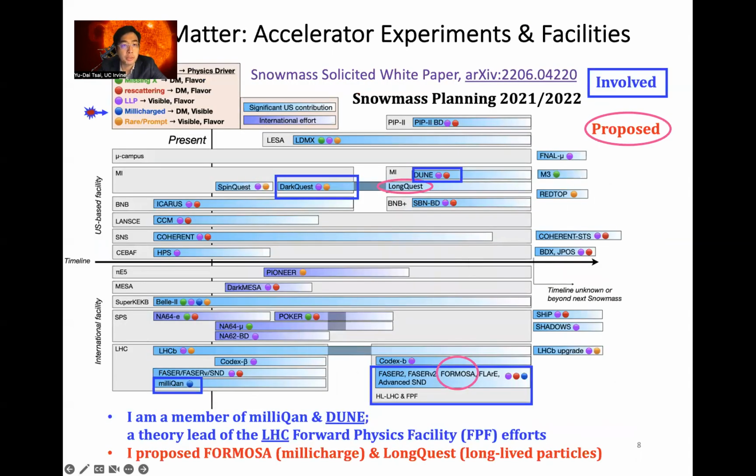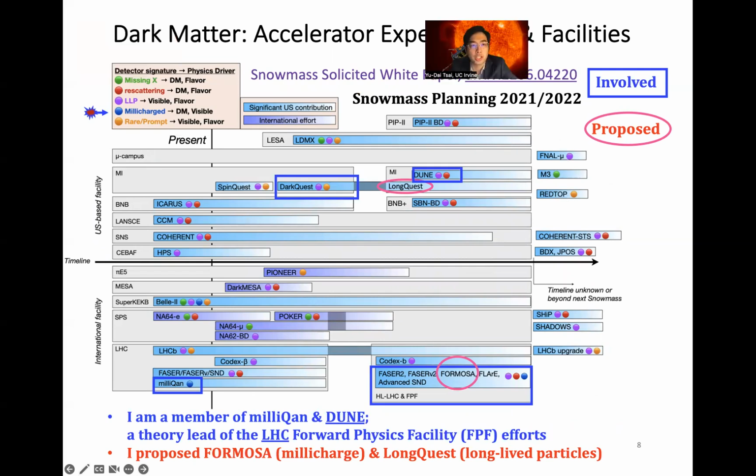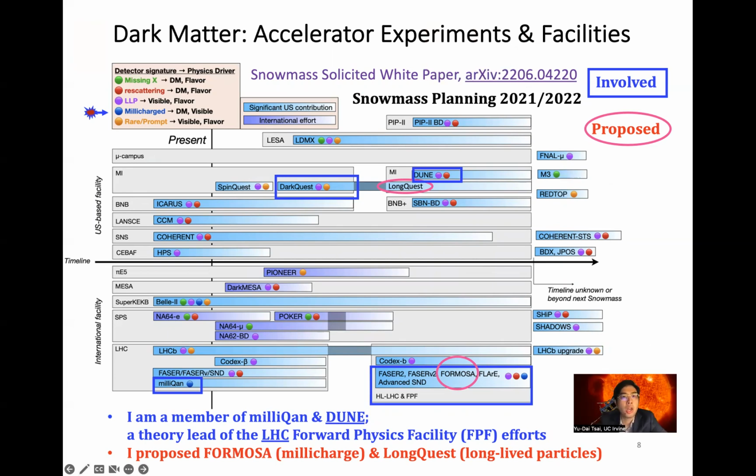Okay, how about experiments? There are a lot of interesting experiments that we propose for our future. Focusing on dark sector or dark matter studies, these are the important experiments. The blue ones are the ones that I'm personally involved in: DUNE, DarkQuest, Milliqan, and the Forward Physics Facility. The proposed ones, the red ones, are the ones that I proposed, including the LongQuest experiment and FORMOSA, which I'll mention a little bit later.